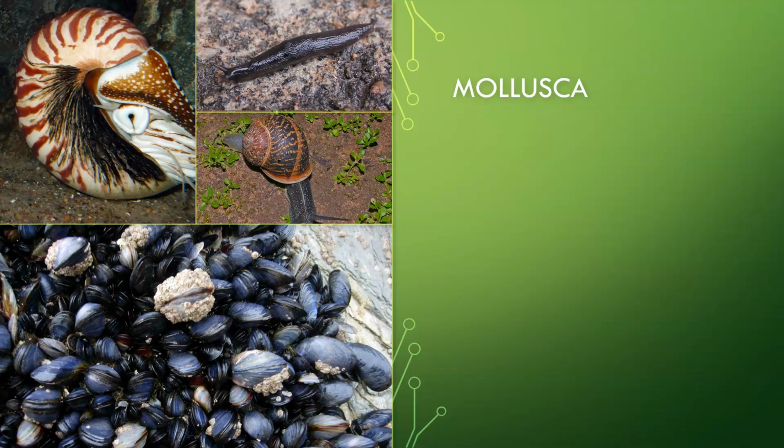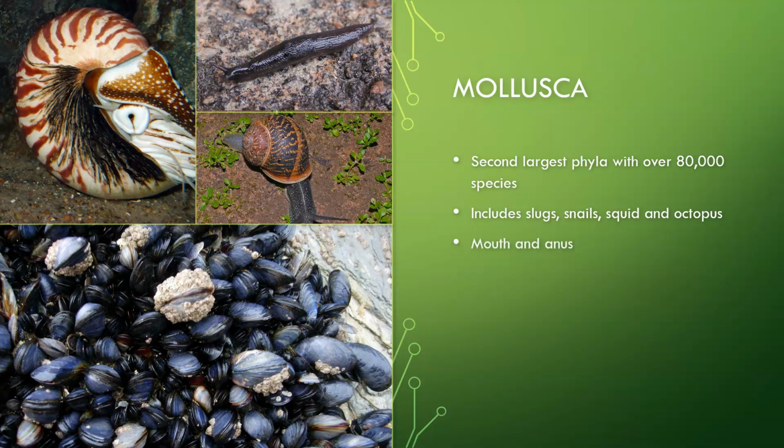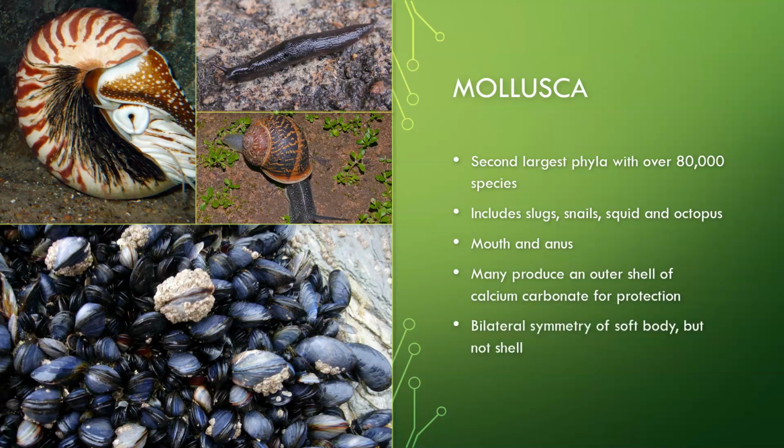Our mollusks. Second largest phylum with over 80,000 species. They include slugs, snails, squid and octopus. They have a mouth and they have an anus. Many produce an outer shell of calcium carbonate, which is for protection. They also have bilateral symmetry of the soft body, but not necessarily of the shell.